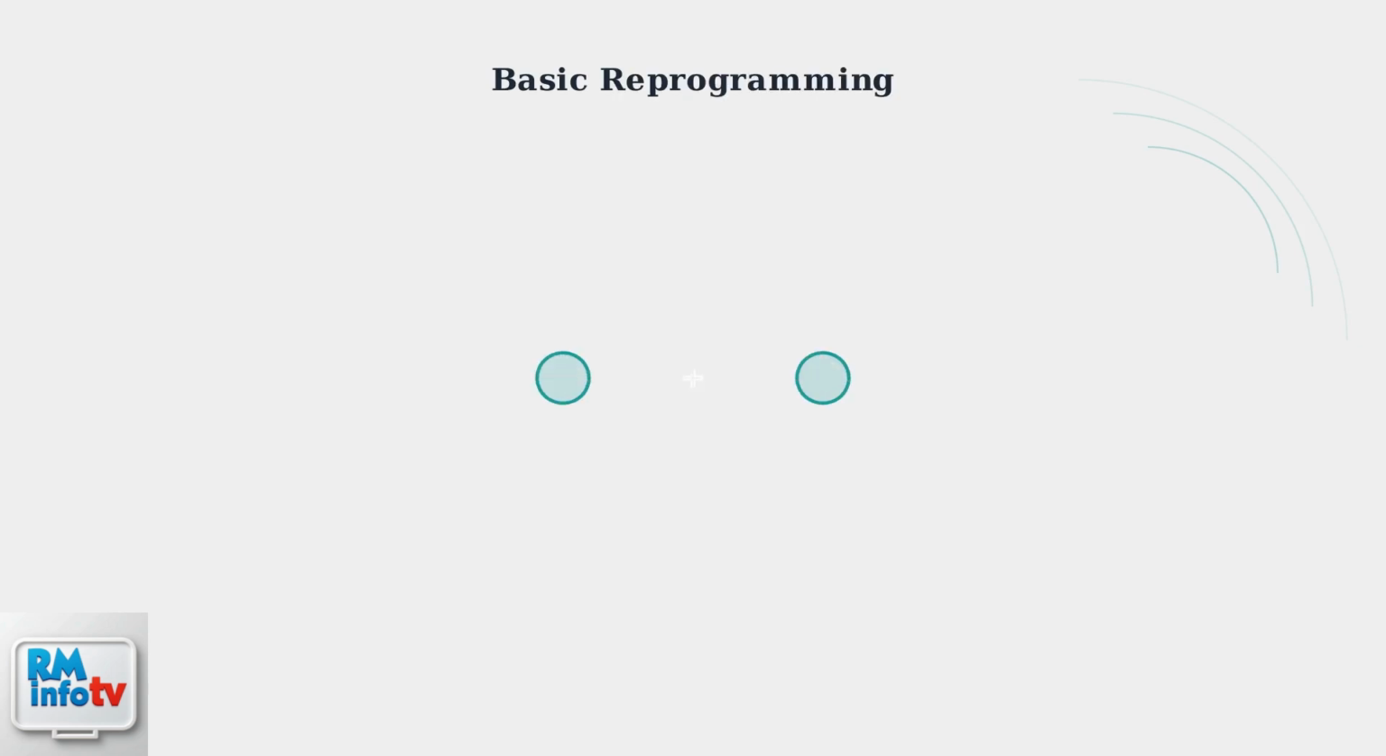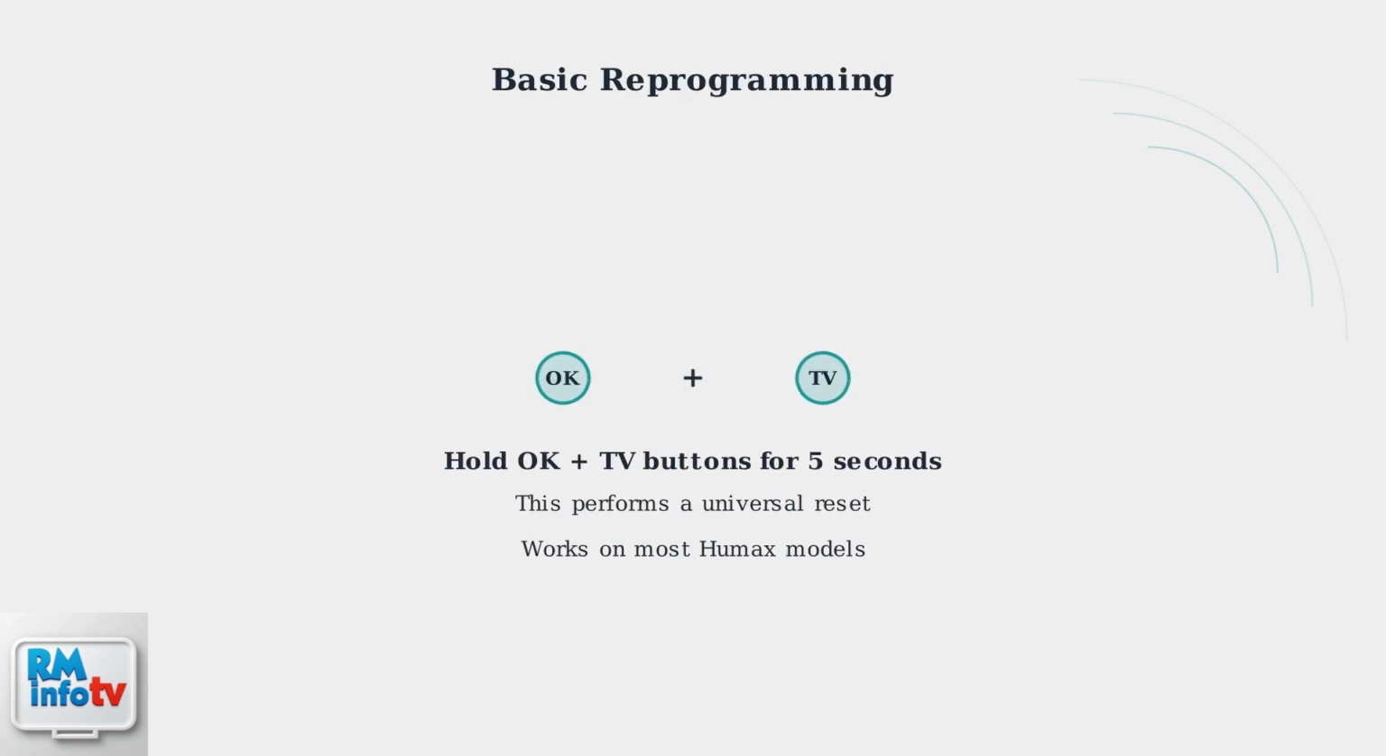If the remote still isn't responding after checking batteries and signal path, try reprogramming it. The most common method is to hold the OK and TV buttons simultaneously for 5 seconds. These basic troubleshooting steps resolve most Humax remote issues. If your remote still doesn't work after trying these solutions, you may need more advanced reprogramming techniques.